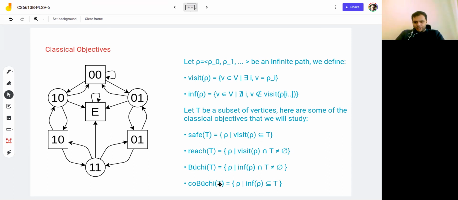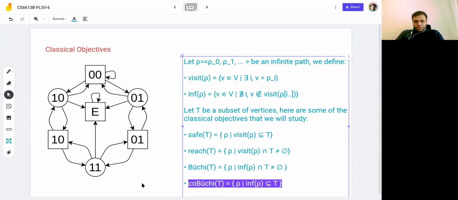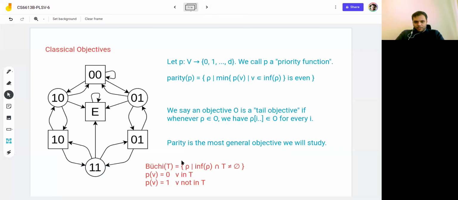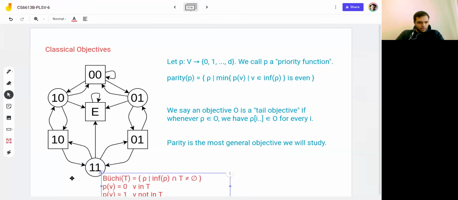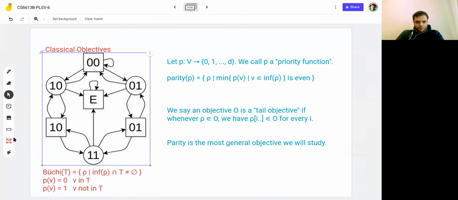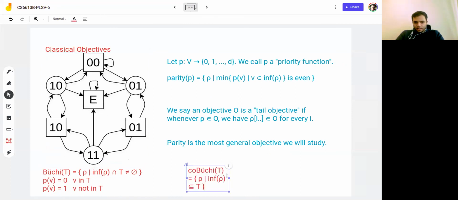Okay. So now can you tell me how to encode Ko-Buki as a parity condition? So this was the encoding of Buki. How can I encode Ko-Buki? So again, I want you to just give me the priority function P.